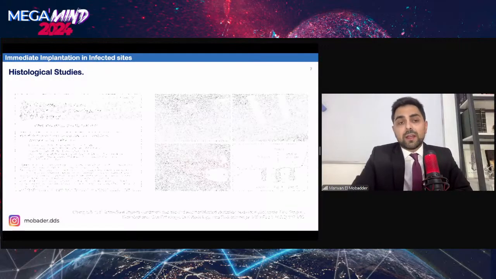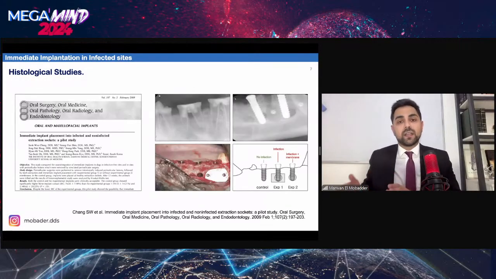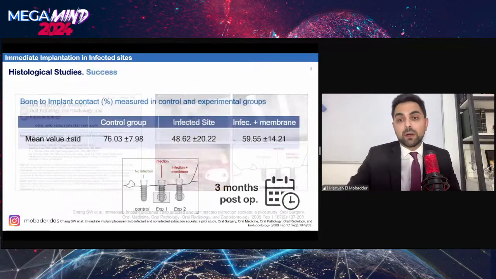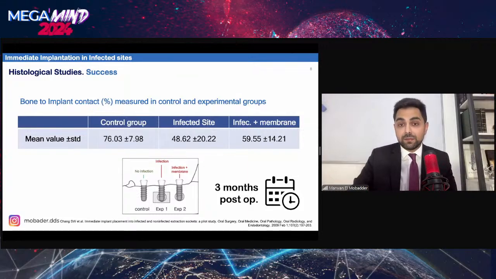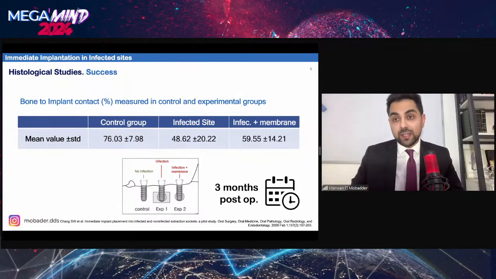A study by Shang et al. compared 3 different sites. One site, no infection, so it is the control group. They did immediate implantation, of course, on dogs. This is a histological study. Another site with infection without membrane, and the third experimental group with infection, they did immediate implantation, but they placed a PTFE membrane. So they found after 3 months that there was a statistically significant decrease in bone to implant contact measured by percentage. So we can conclude, based on histological studies, that immediate implantation in infected sites will significantly decrease BIC.